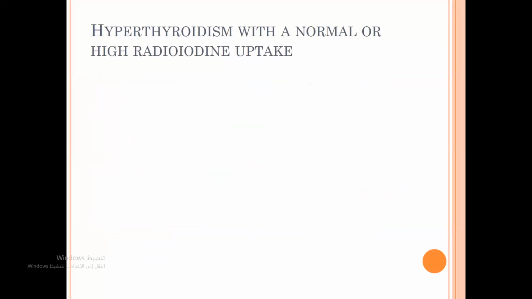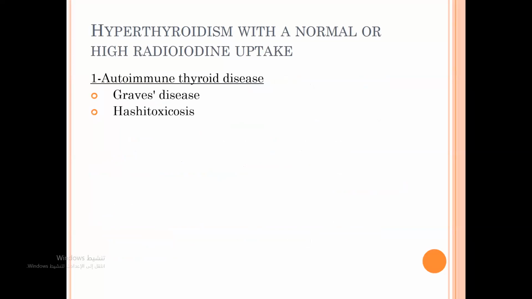Hyperthyroidism with normal or high radioiodine uptake. Number one differential is autoimmune thyroid disease, and we have two items here. Number one is Graves' disease, which was elaborated yesterday by Dr. Hamid, and the second one, Hashimoto's thyroiditis. The second category is autonomous thyroid disorder.